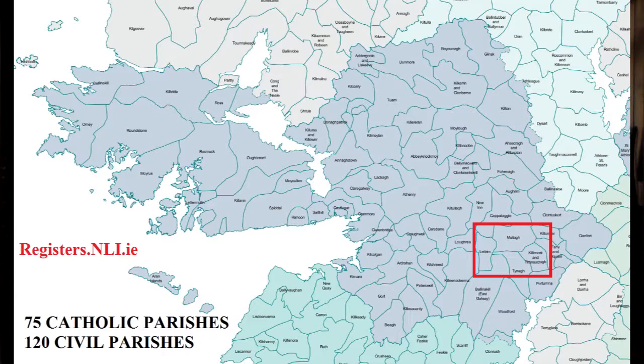Now here's my map again at the National Library of Ireland. The red box shows the seven Catholic parishes I have to search that are to the immediate east of Loughrea.